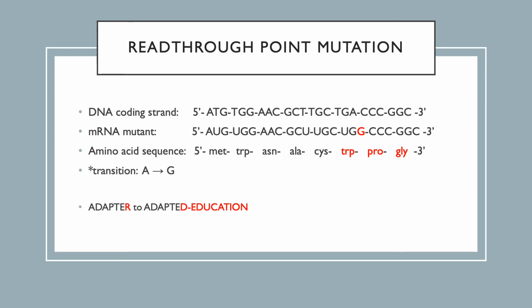For the last point mutation example, the amino acid sequence seems to not have a stop codon. This is called a read-through point mutation, where the base substitution changes the mRNA sequence for the stop codon, resulting in a longer protein. This also shows a transition mutation from purine to purine. This might be a stretch, but now our word adapter could become adapted education, which shows the last letter or the stop codon of the word being changed and then continued on.